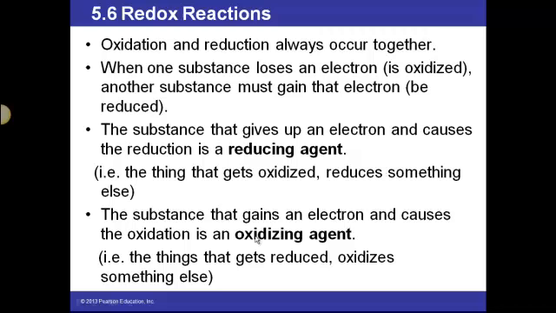The substance that gains the electron and causes the oxidation is called an oxidizing reagent. So the thing that gets reduced oxidizes something else. So the oxidizing agent is the GR part of the equation, and the reducing agent is the LEO part of the equation. I know these are kind of confusing at first, but once you start working with problems, it'll start making more sense, and we'll get some practice recognizing redox reactions.